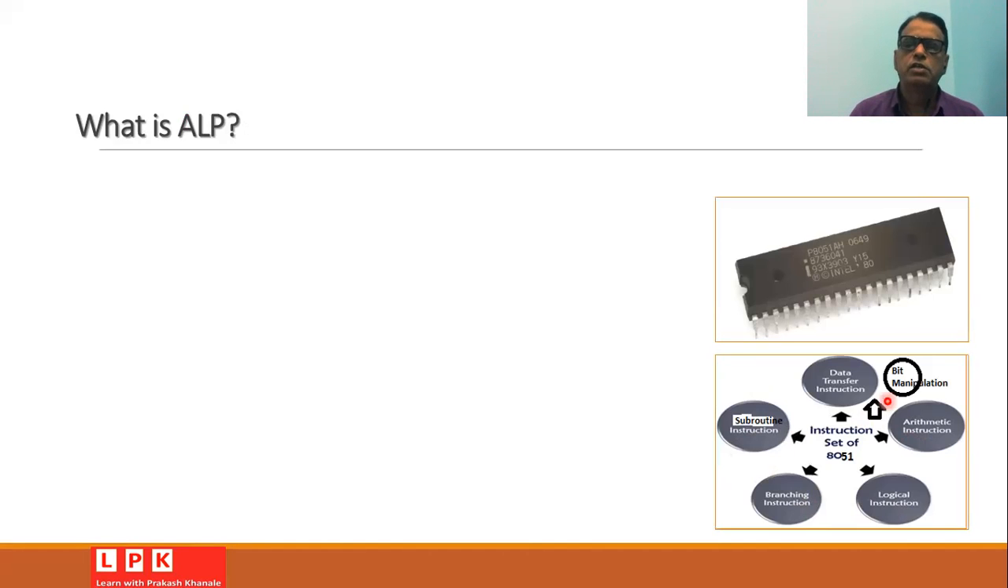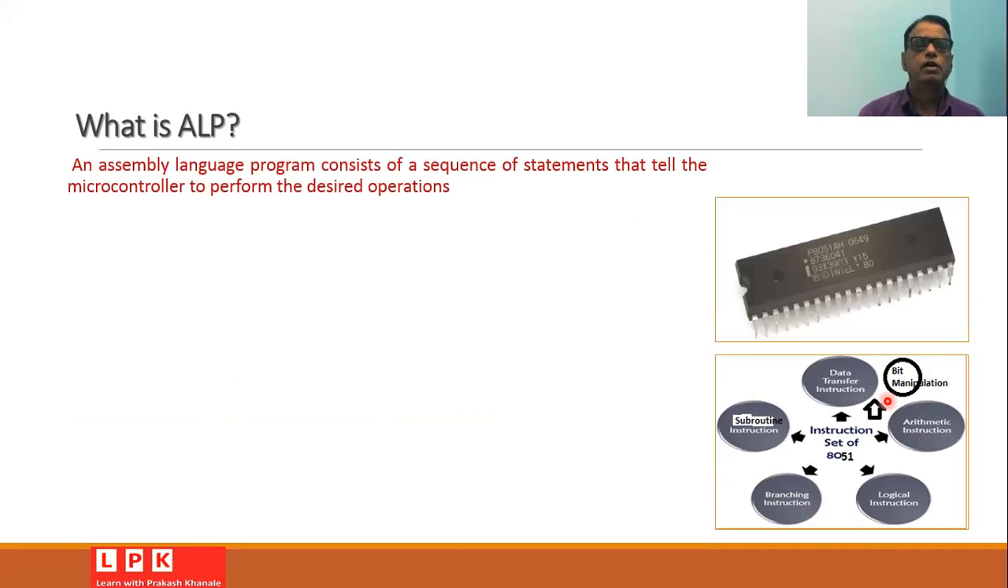In our earlier sessions, we have already seen these different types of instructions, and we have seen the syntax of writing these instructions. Now in this session, we will go for writing the complete assembly language program for a specific task. An assembly language program consists of a sequence of statements, written to perform a specific task. So these statements will tell the microcontroller to perform the desired operation.